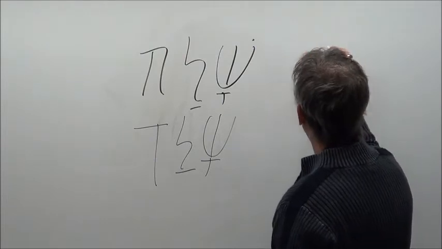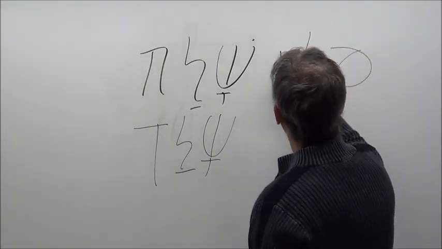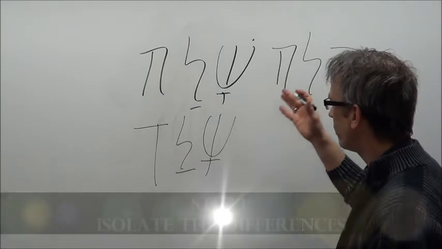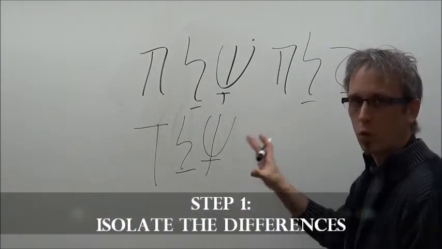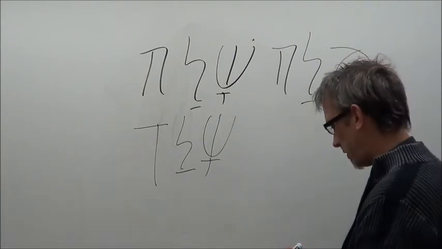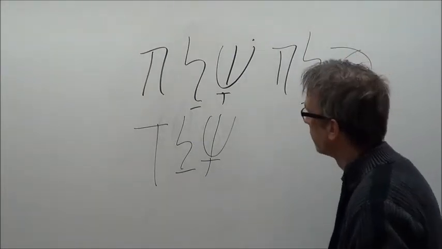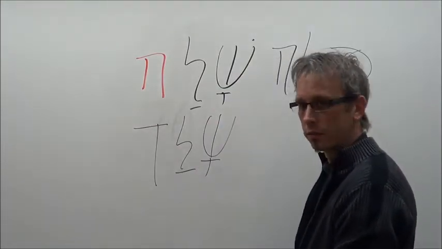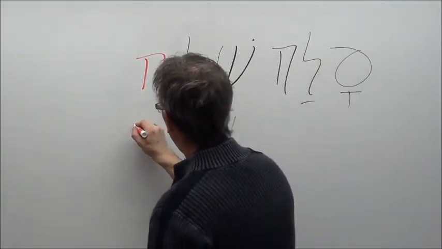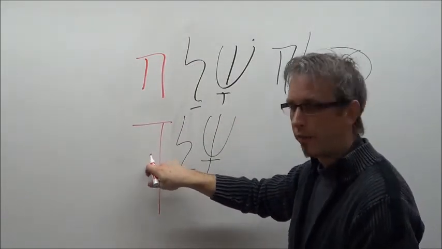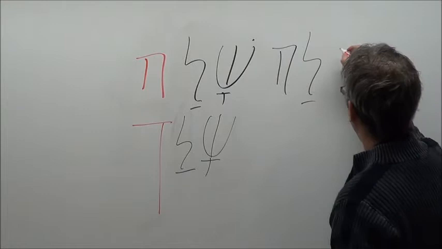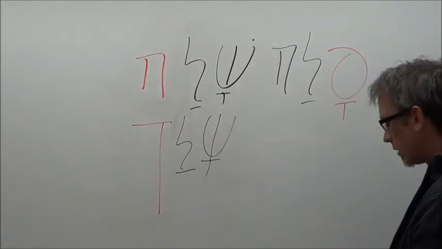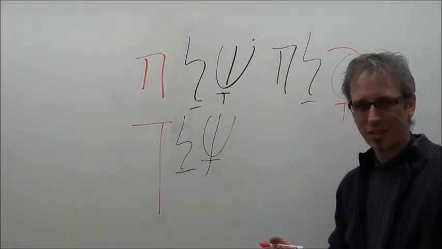Let's put it over here. Shalak. Your first step is what? To recognize the differences between these three words. The difference is this. If you haven't already noticed, shalak, the heh, shalak, the final kaf, shalak, the samekh. So these are the differences that we need to learn to keep these homophones separate.